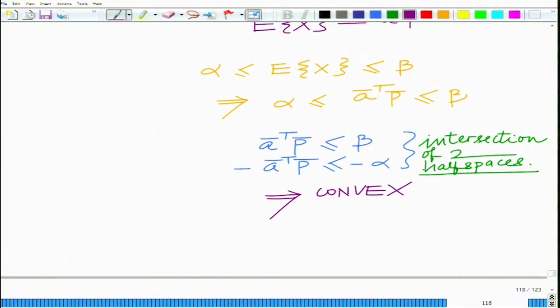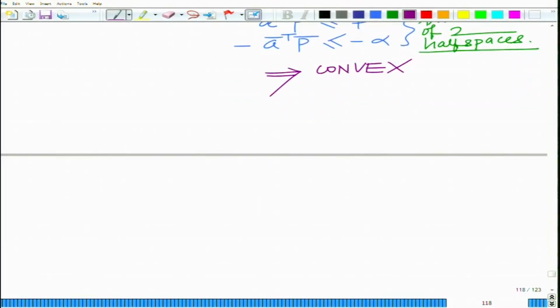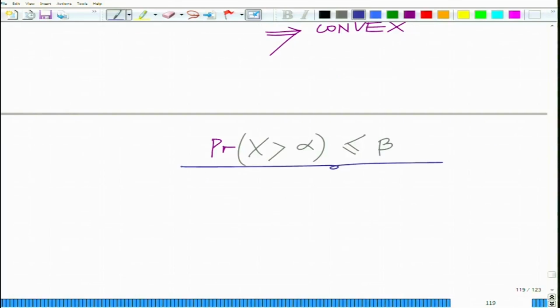All right. Let us look at another set: the set of all probability vectors such that the probability of x greater than alpha is less than or equal to another constant beta. Is the set of all p bar that satisfy this, the resulting set of p bar, convex?